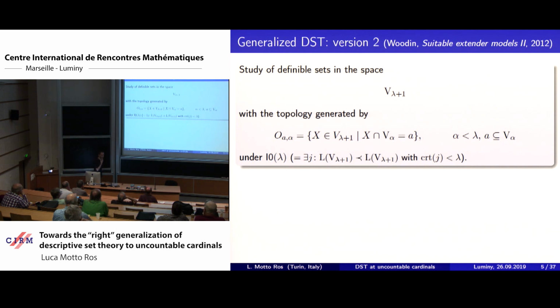So this is the space V lambda plus 1, which is studied, for example, by Woodin in this paper, Suitable Standard Models. So the idea is that you put a topology in this way. You take V lambda, and then you decide some level, some alpha less than lambda, decide what the set should be up to this level, and then take all the sets which up to level alpha coincide with that, and then they can do whatever they want, okay? And particularly, this study is performed under I0 lambda, okay? So this large cardinal axiom on this lambda.